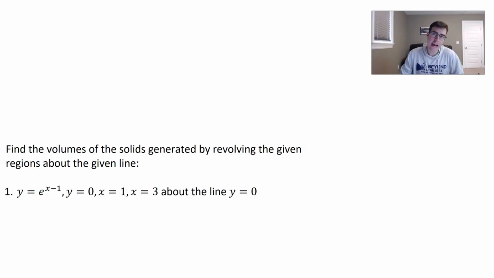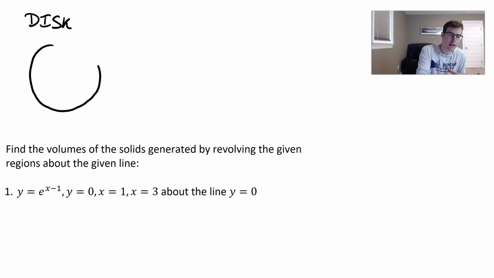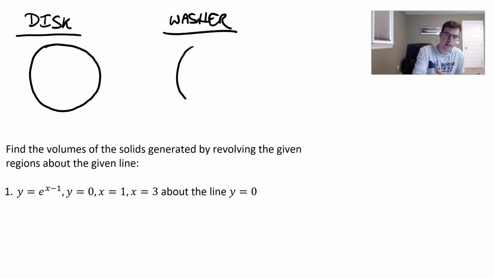Alright, so I want to look at a video on finding the volumes of solids generated by revolving regions around certain lines. In this video we're going to be looking at the disk method and the washer method. Disk, which is just going to look like a circle, and the washer method. A washer is going to look like a circle within a circle.